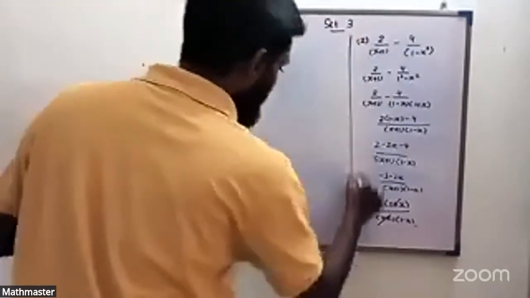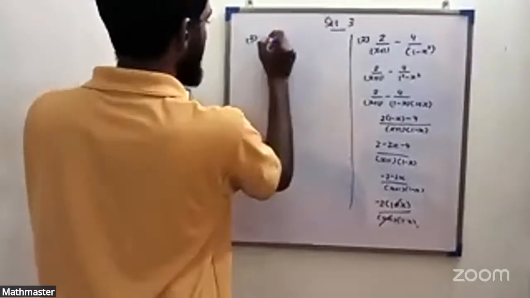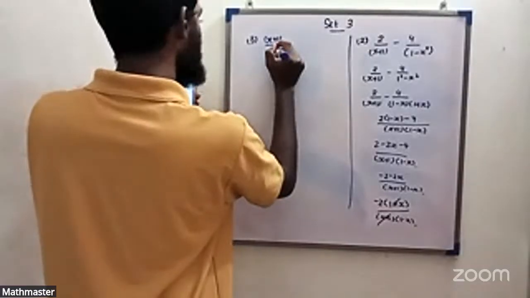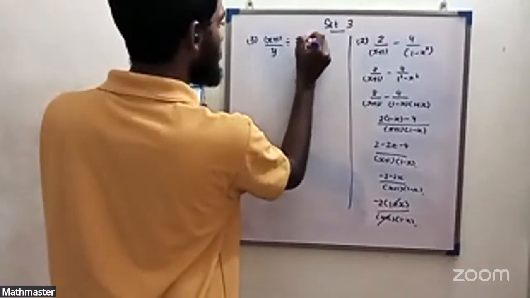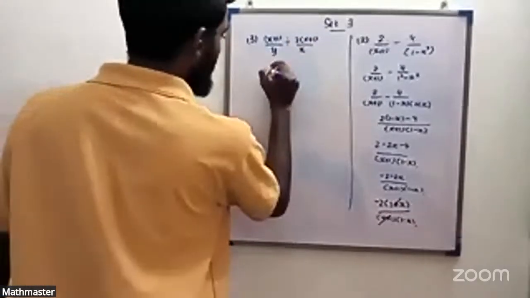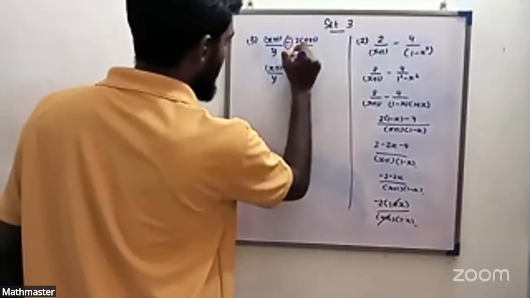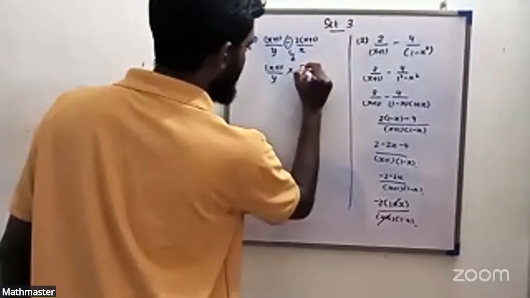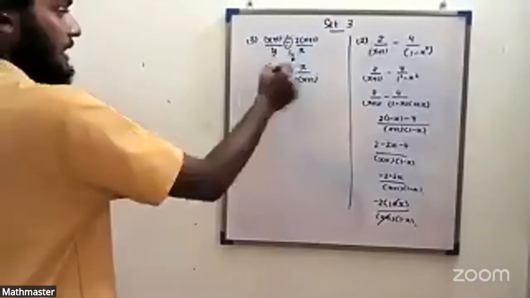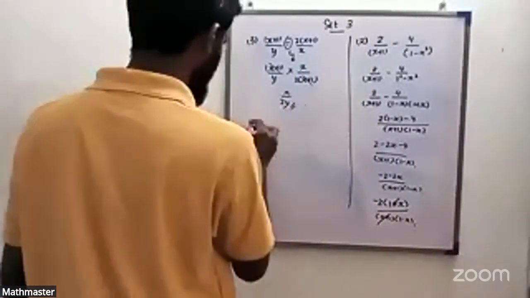Question number 3. Simplify (x plus 1) over y divided by (2x plus 1) divided by x. Same way. So x plus 1 over y, and this division becomes multiplication and reciprocal. X goes up, 2 times x plus 1. X plus 1 cancels. Answer is x over 2y.